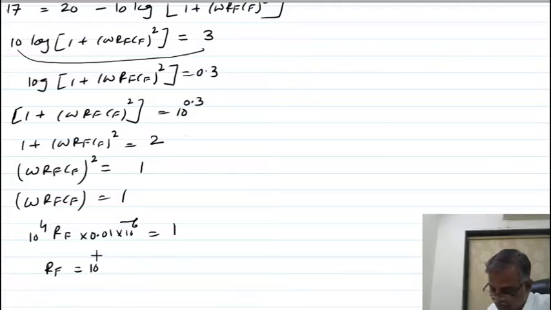So it is 10 raised to plus 4. So Rf is 10 into 10 raised to 3, 10 kilo.